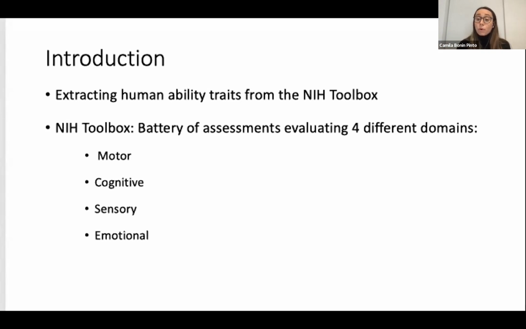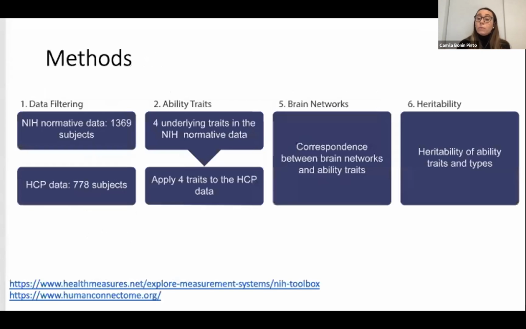Here we chose a framework, the NIH Toolbox, that assesses four different domains, and we drew ability traits based on it. Why did we choose the NIH Toolbox? This is a tool that was developed by the NIH and has been used for more than 10 years now. It's used both in research and clinical settings. It's very easy to perform, and it comprises about 38 different individual tasks to evaluate these four domains: motor, cognitive, sensory, and emotional.